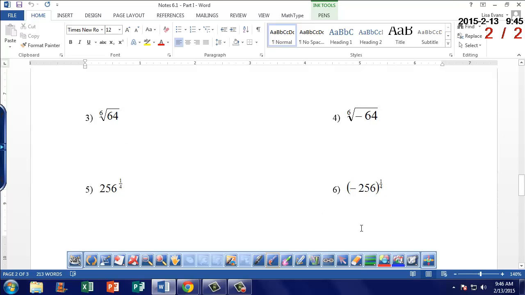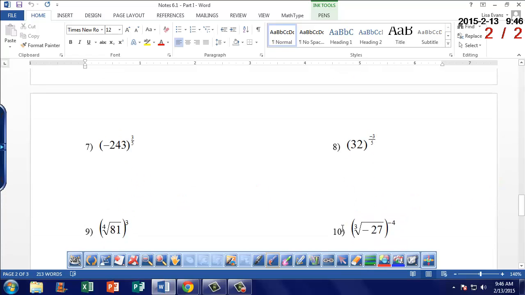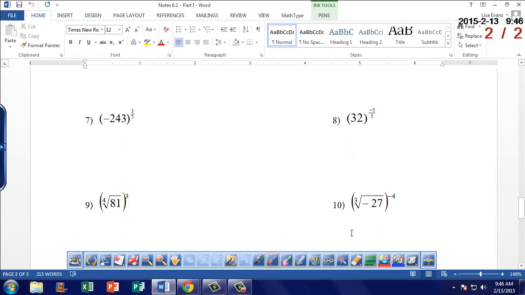Okay, now here's what I don't like looking at as a rational exponent. I prefer to transfer. That's just my preference. So I prefer to do this. The 4th root of 256. The 4th root of 256, if you look up at your chart, is 4. Okay, now the 4th root of negative 256. Because this is an even number and this is a negative, we have no solution. Okay, let's try these next 4 problems.